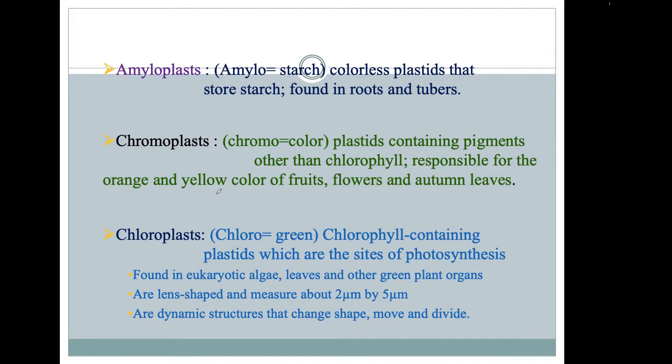Chloroplasts are spherical, oval or discoid in shape. They measure about 5 to 10 microns in diameter.